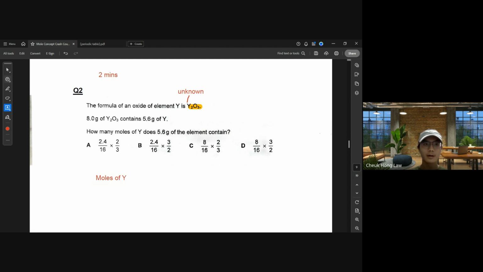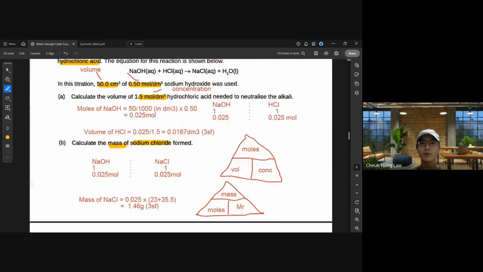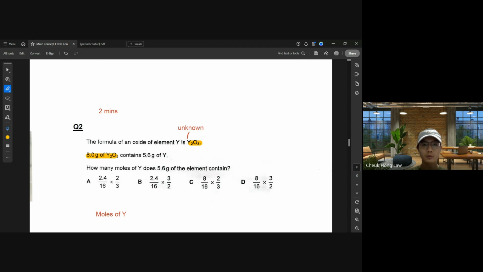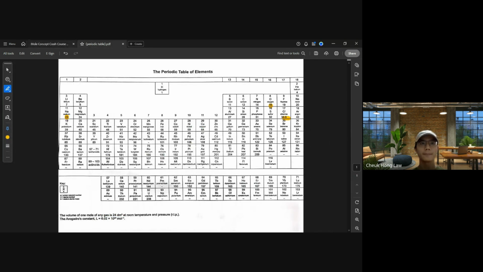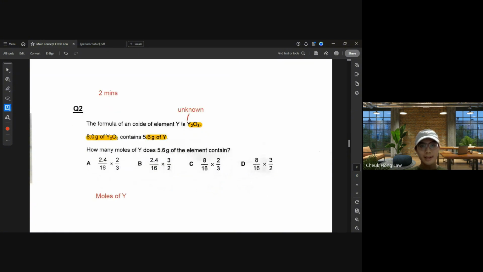Okay. Let's look at the quantities they gave us. Remember the first step is to convert quantities into mole. They gave us 8 grams of Y2O3 and 5.6 grams of Y. But at this moment, we cannot convert anything into mole because Y is an unknown element, which means we cannot find it in the periodic table yet. Even though they gave us the mass, we cannot divide it by the MR because we don't know what Y is. But we know oxygen, so we can find the mass of oxygen. Because 8 grams of this oxide contains this amount of Y, the remaining amount is oxygen.